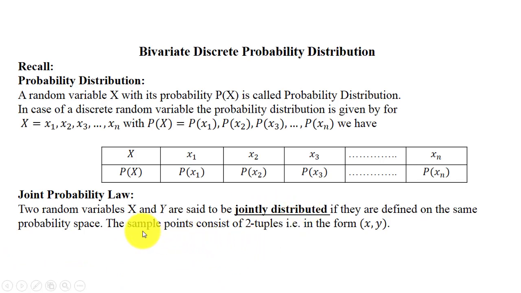So obviously the outcome of a random experiment is in the form of two-tuples x and y. The elements of the sample space, the sample points, are in the form of the ordered pair x comma y. Such random variables x and y are called jointly distributed.